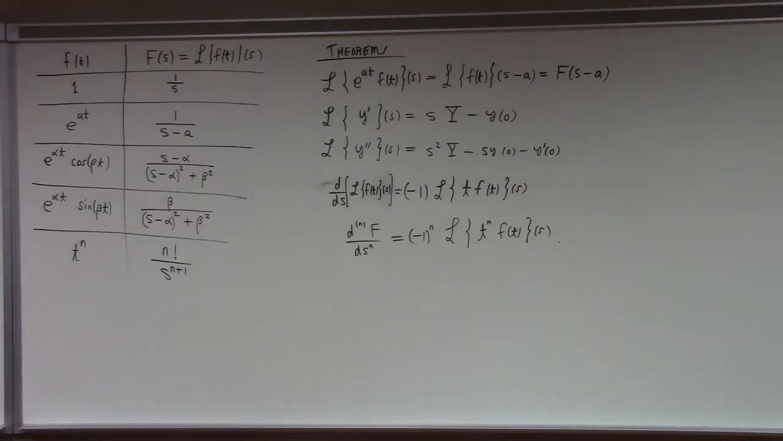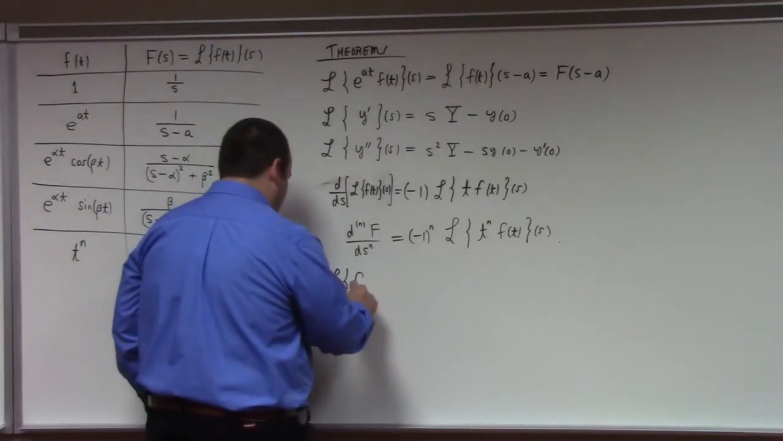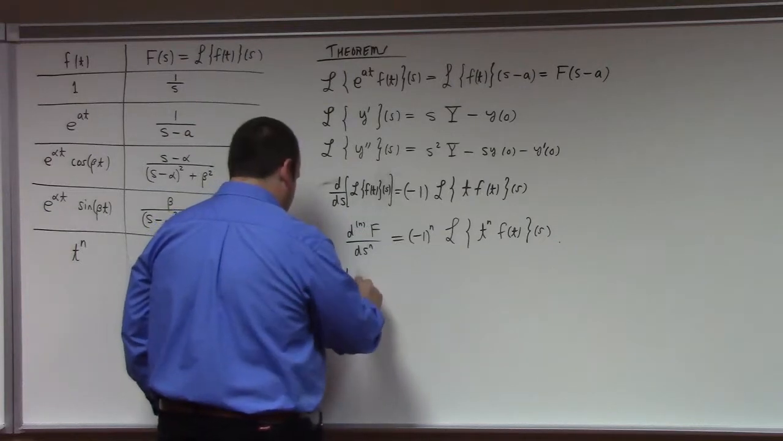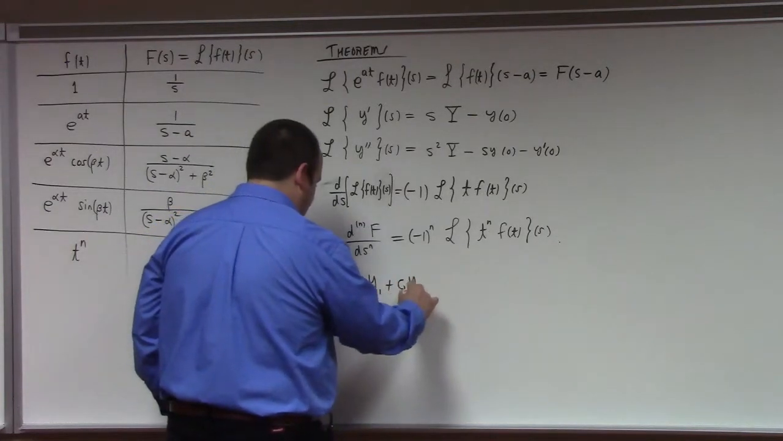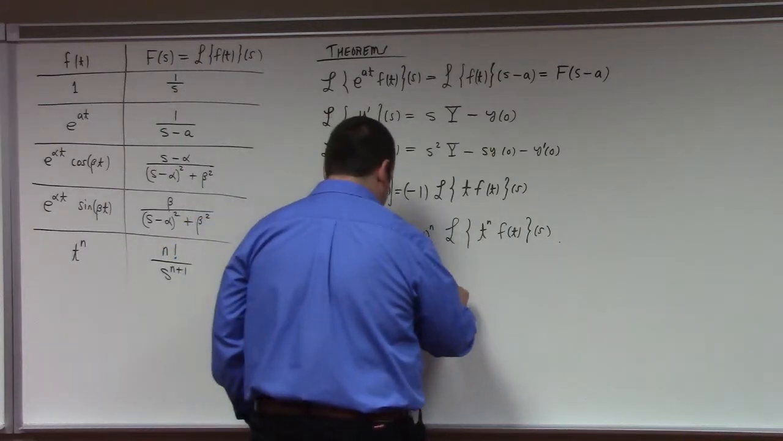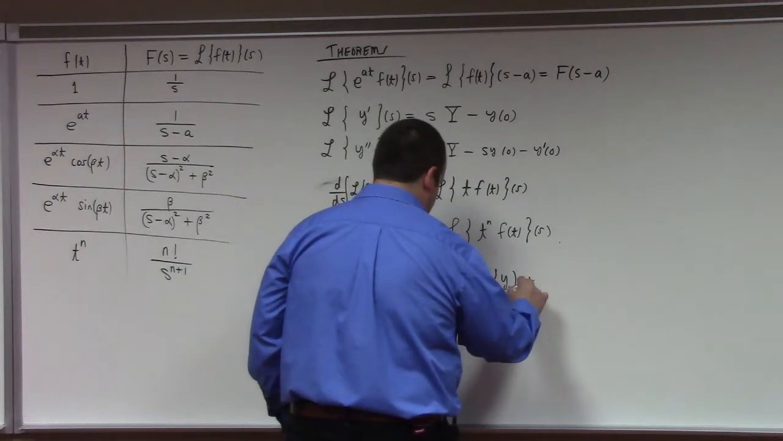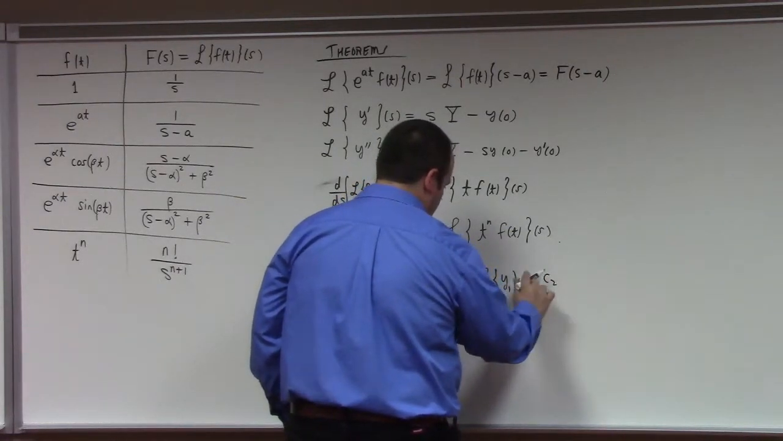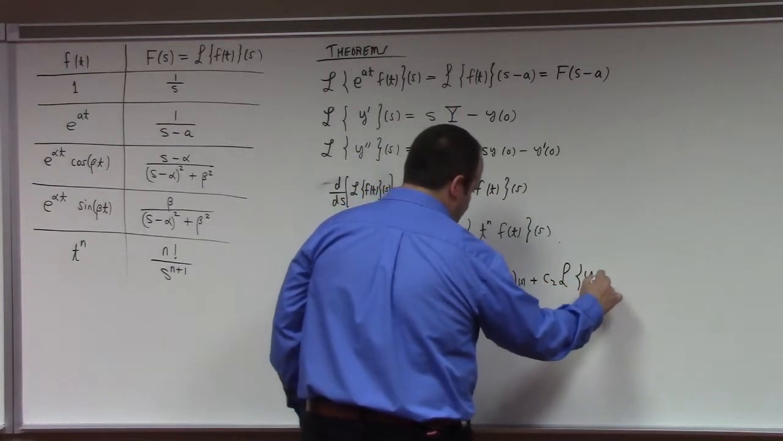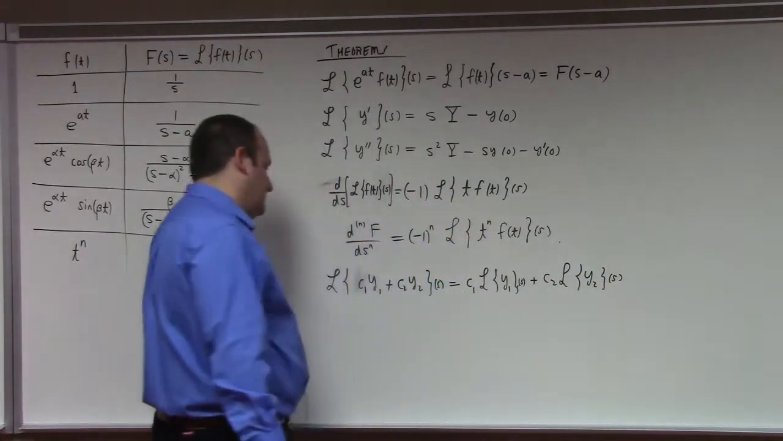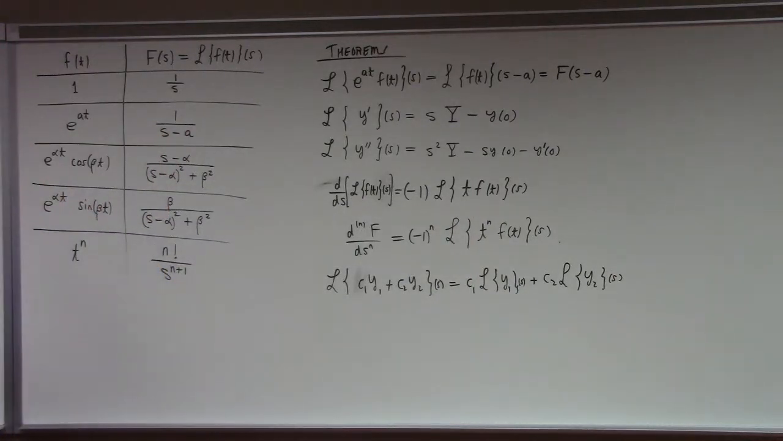There's also another more important one, actually. I've buried the lead. The lead theorem really is this, that the Laplace transform of c1 y1 plus c2 y2 is c1 times the Laplace transform of y1 plus c2 times the Laplace transform of y2. In other words, the Laplace transform is linear. You can break it up across addition, and you can pull constants out, right? So this is nice.